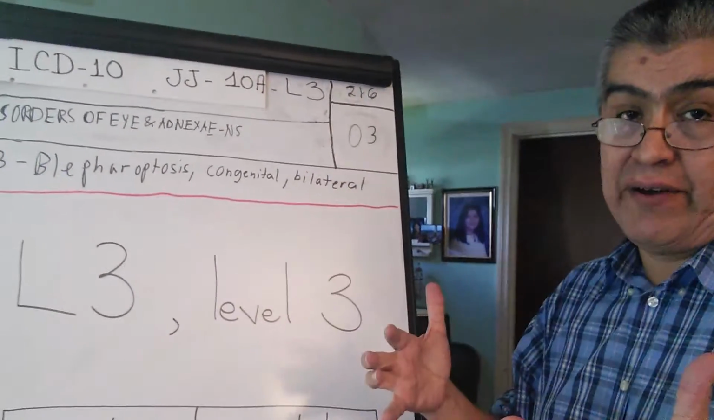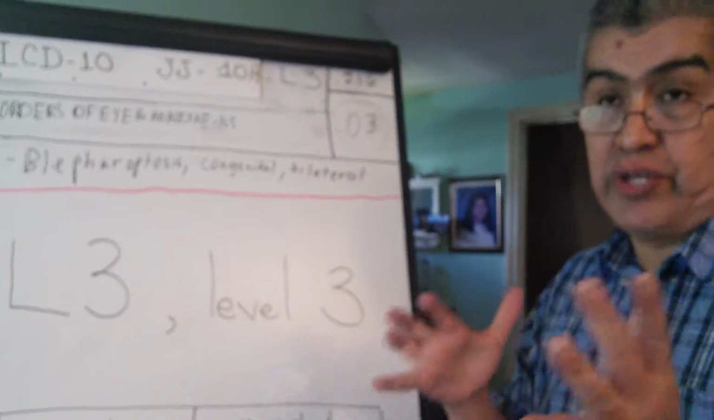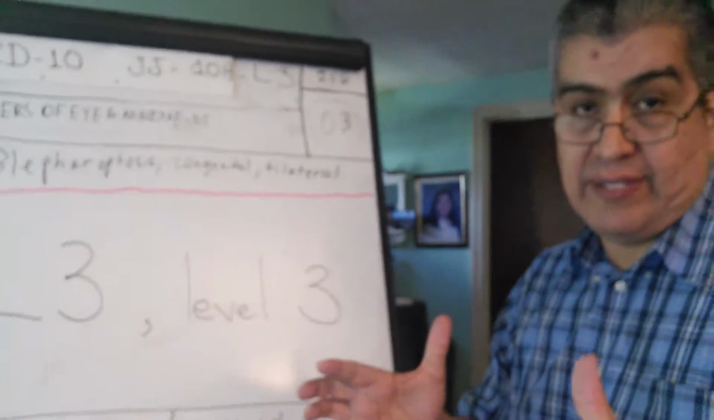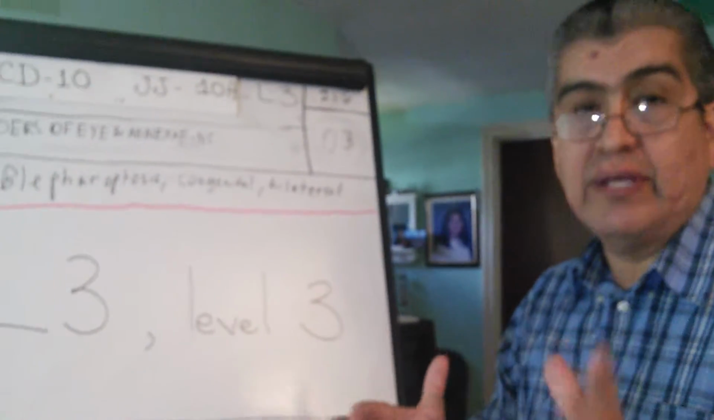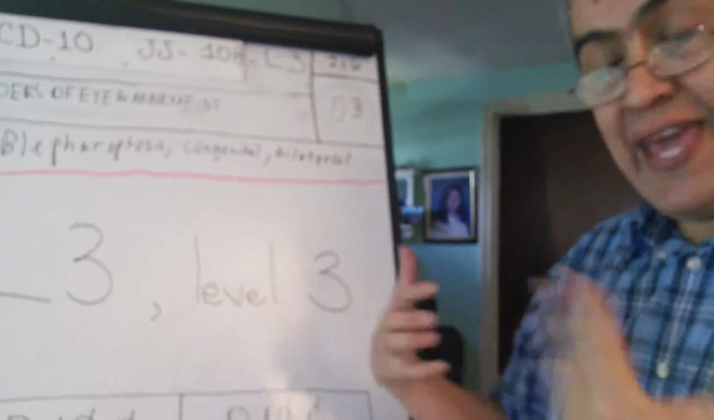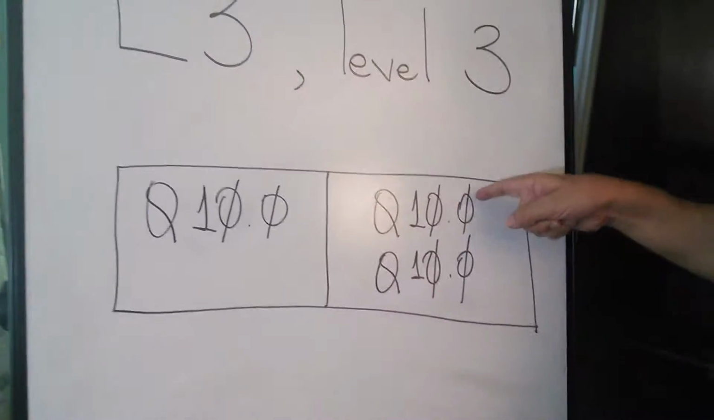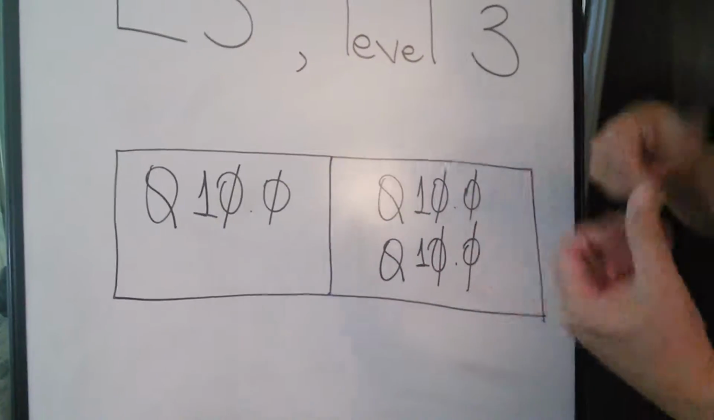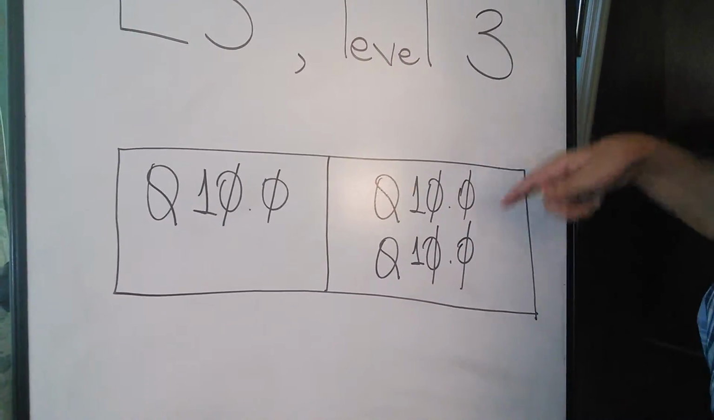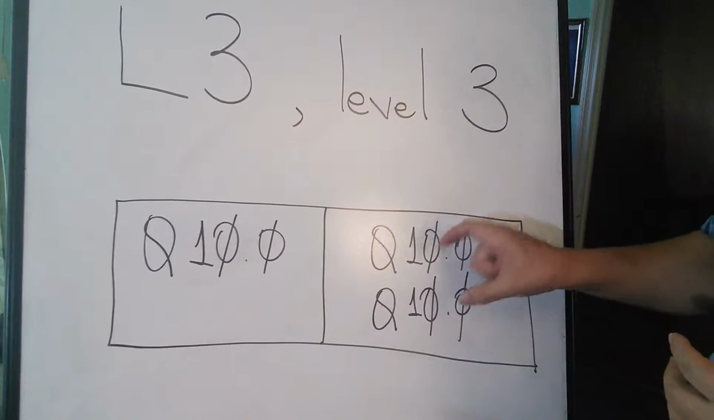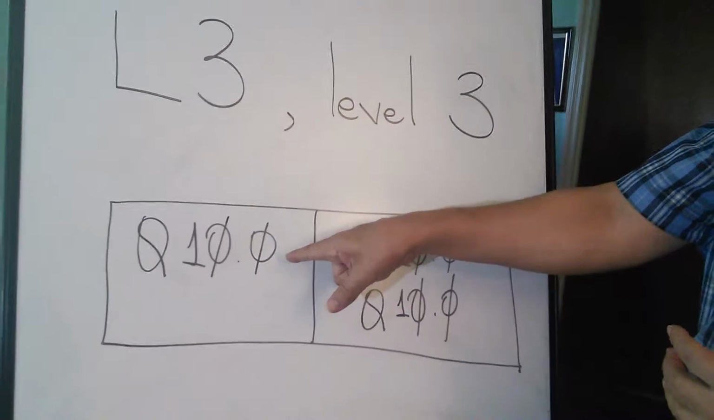But our problem is when it says bilateral here, right? When it's bilateral, according to the research that we have made, you have to code it twice. The same code, sent twice. So the answer that we think is the right answer is this code twice: Q10.0 for the right part of the eye and Q10.0 for the left. So twice the same code.